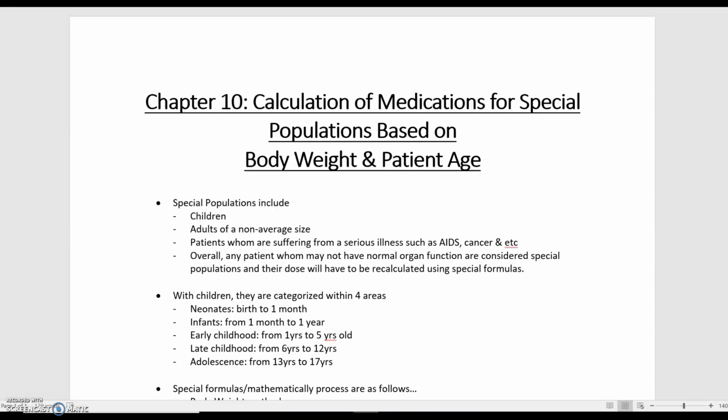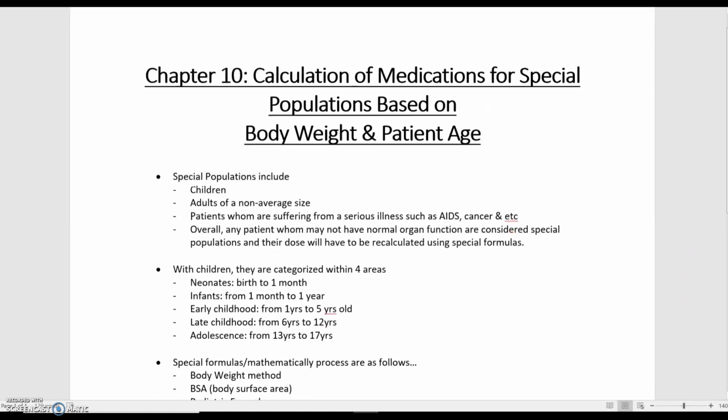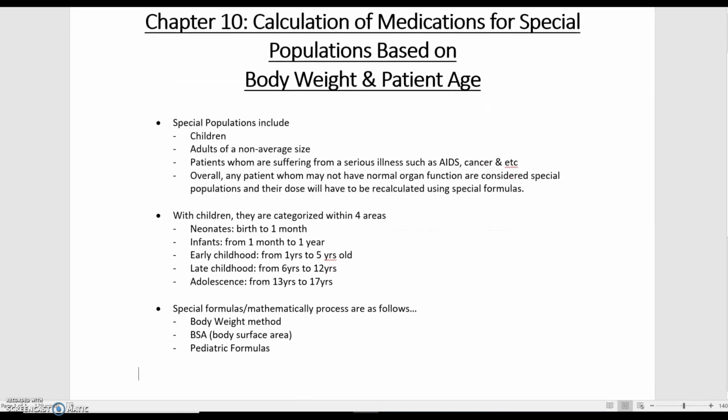As usual, my disclaimer is that you should have already read Chapter 10, should have reviewed the PowerPoint, and read the lecture notes that are provided to you within Blackboard. So what I'm going to do now is give you guys an overview of the information that you've read in Chapter 10, within your book and your lecture notes. As you can see here, I've typed up a couple of things that I want you to keep in mind.